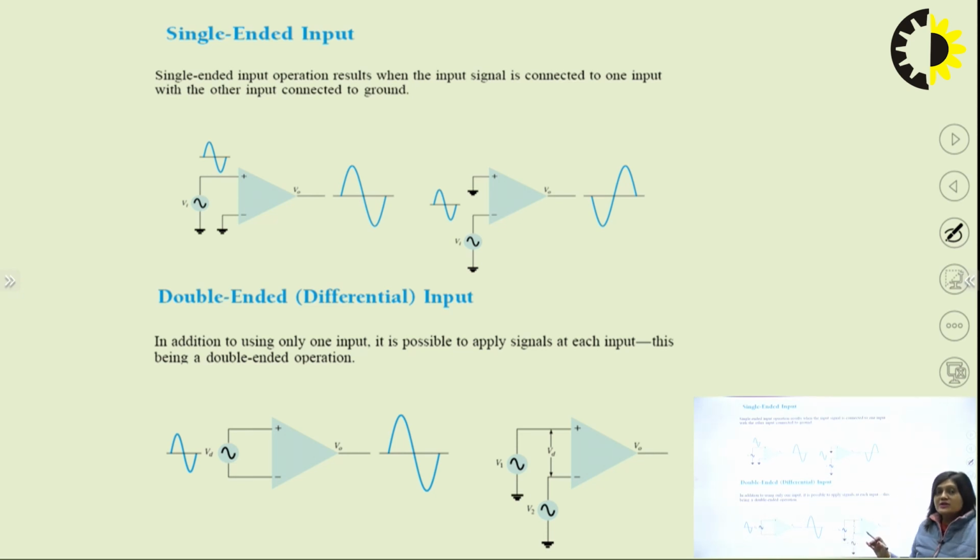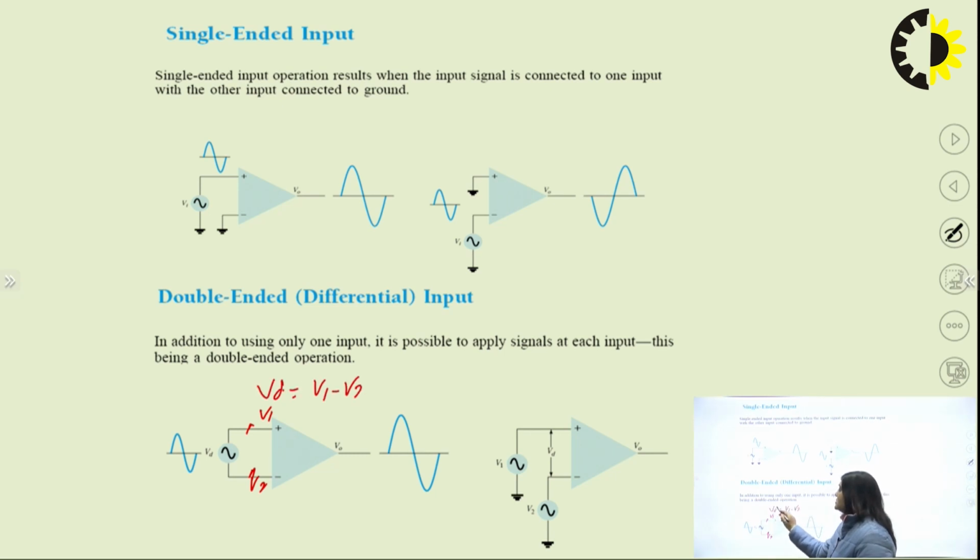And double-ended differential input: in addition to using only one input, it is possible to apply signals at each input, this being a double-ended operation. So here we are applying input at both ends, like here we apply V1 and here we apply V2. So the difference is V1 minus V2. This is the VD. This difference signal is given to the amplifier, and the output would be equal to the gain multiplied by V1 minus V2.